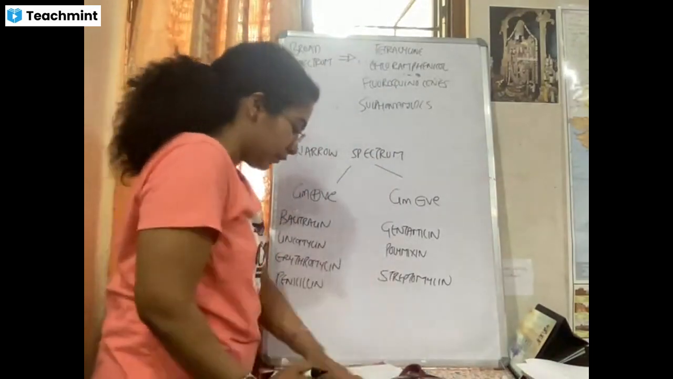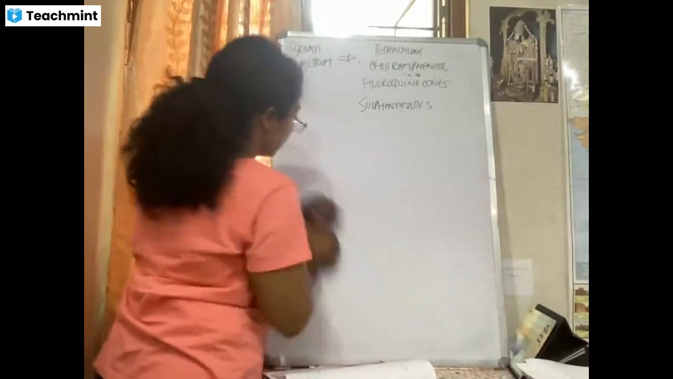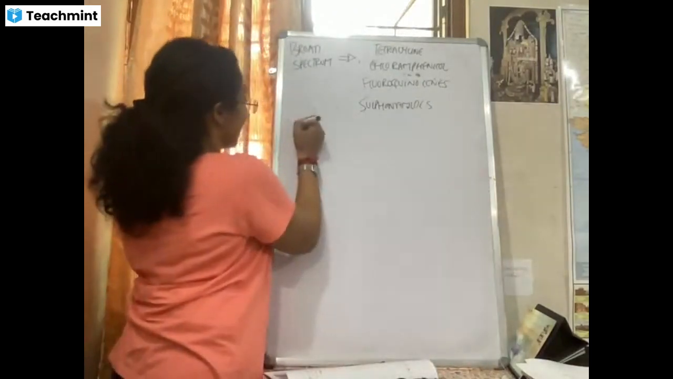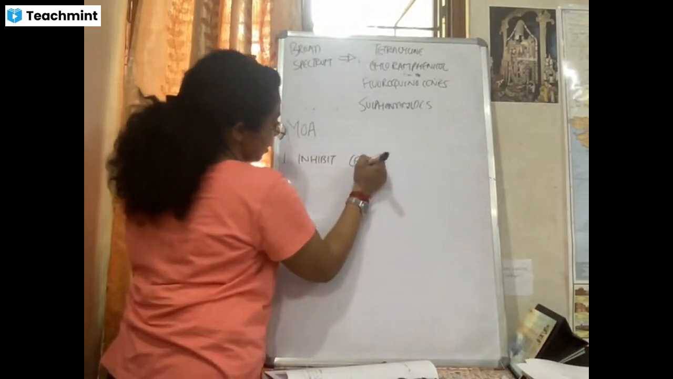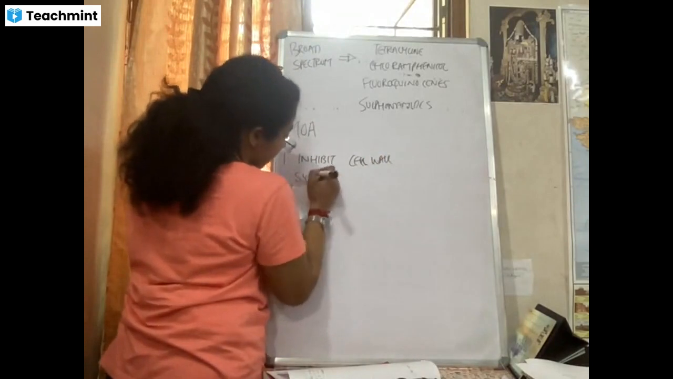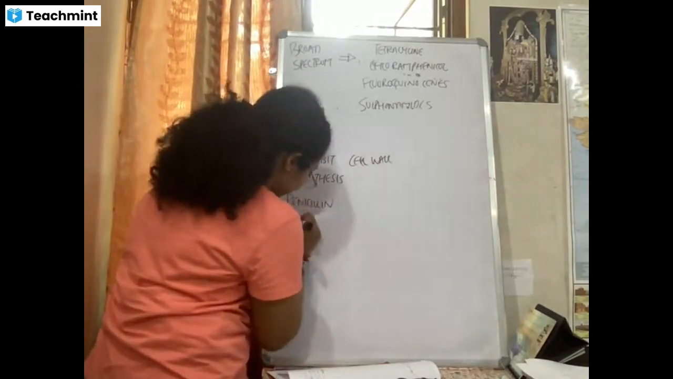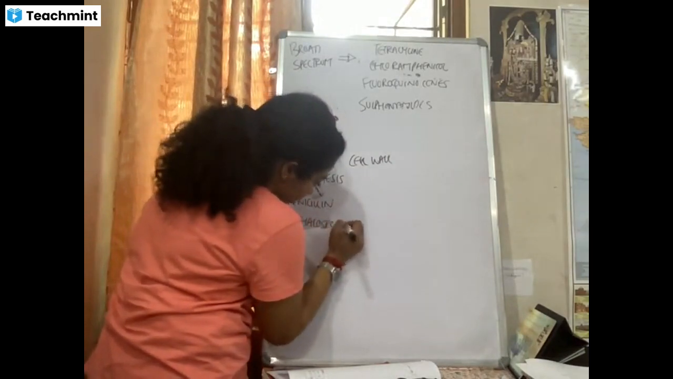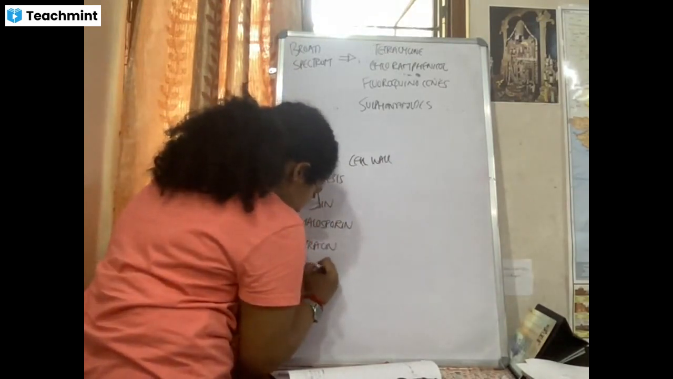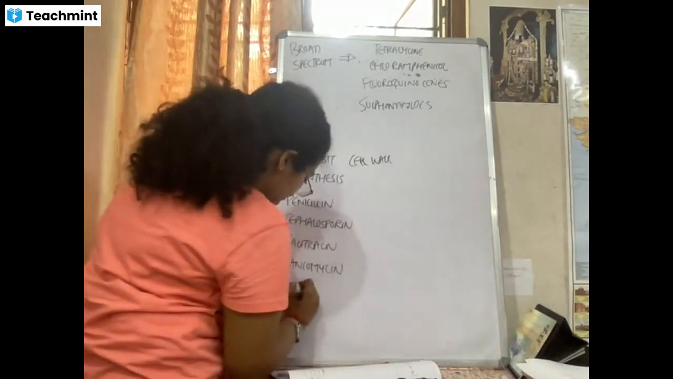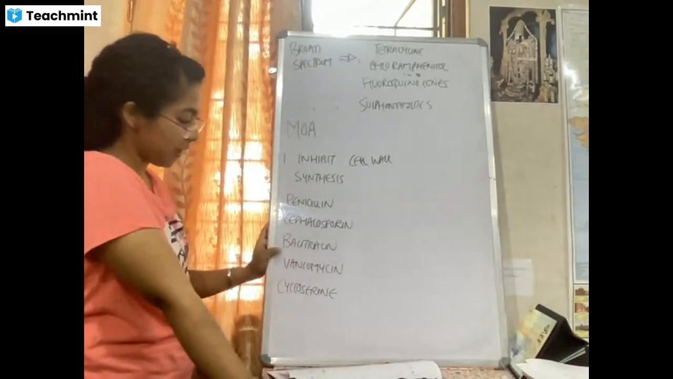Now, we will talk about the mechanism of action. This is very important. The drugs which inhibit cell wall synthesis are penicillin, cephalosporin, bacitracin, vancomycin, cycloserine. They inhibit the cell wall synthesis: penicillin, cephalosporin, bacitracin, vancomycin, cycloserine.